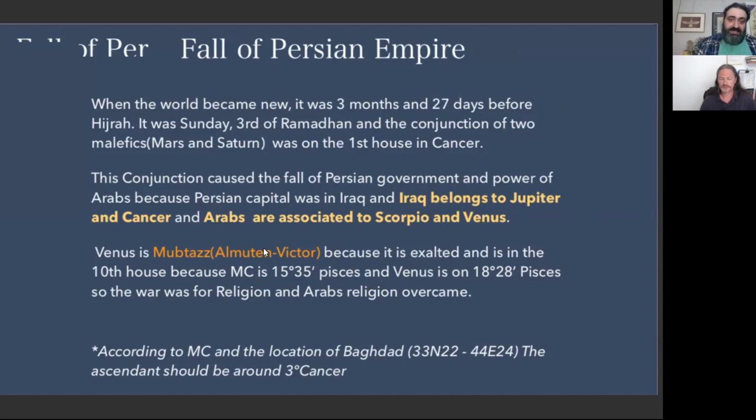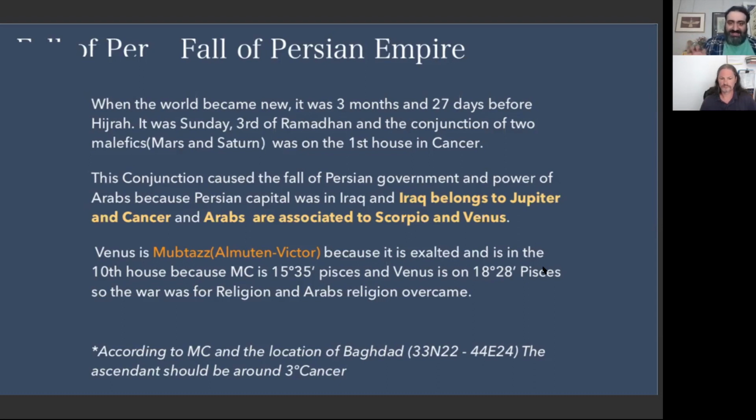And it was Sunday, 3rd of Ramadan, which is the lunar month of the Arabs. And the conjunction of two malefics, which are Mars and Saturn, was on the first house in Cancer. And it explains the conjunction caused the fall of the Persian government and the power of the Arabs, because the Persian capital was in Iraq, and Iraq belongs to Jupiter and Cancer. And Arabs are associated with Scorpio and Venus.